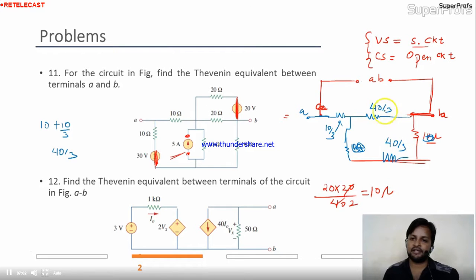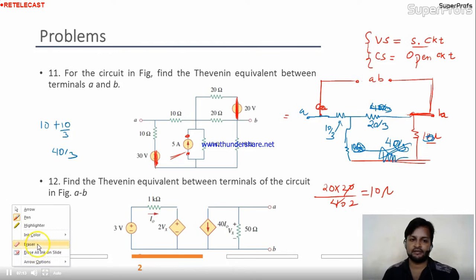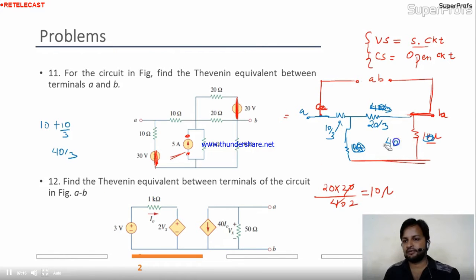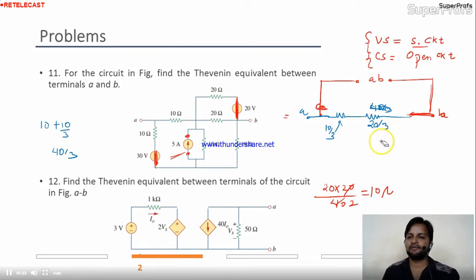Now this 40 by 3 and this 40 by 3, they are connected in parallel combination. So the resultant is 20 by 3. I can remove this branch from the circuit. I hope it is clear to you. It's very easy actually. Okay. Now all the branches are reduced to a single element in the branch.